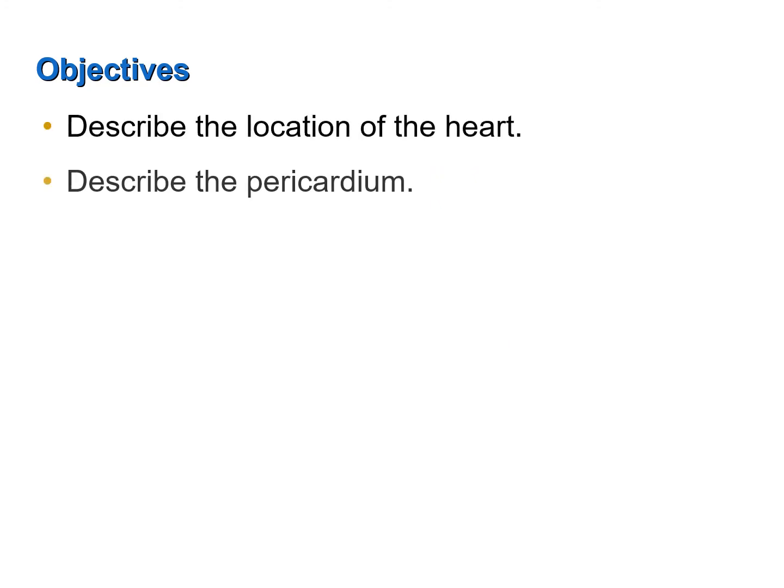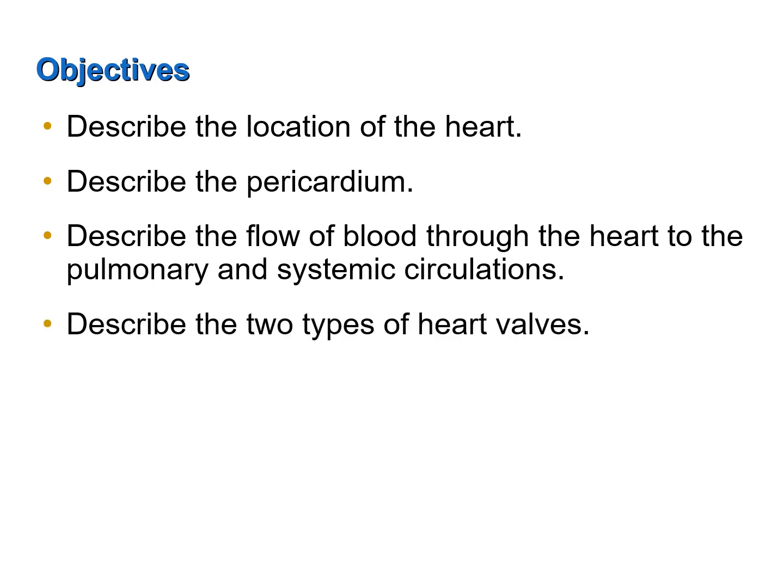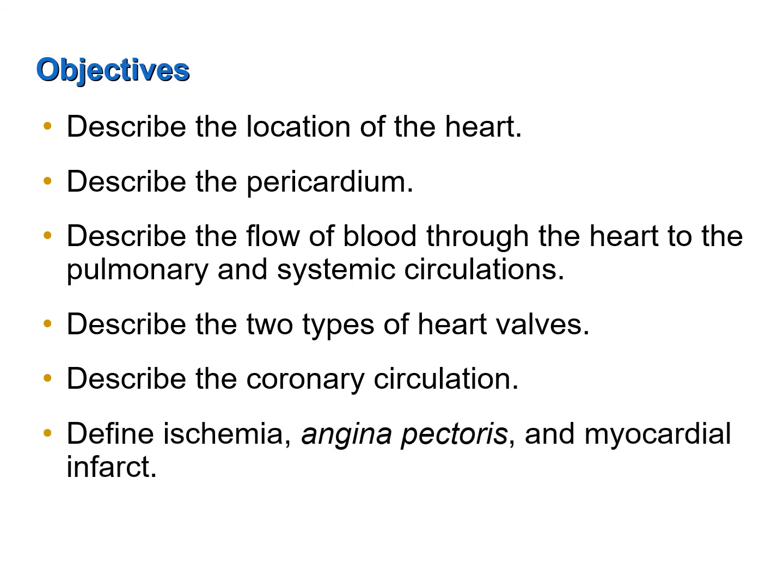Now let's review the objectives of the screencast. Describe the location of the heart, describe the pericardium, describe the flow of blood through the heart to the pulmonary and systemic circulations, describe the two types of heart valves, describe the coronary circulation, and define ischemia, angina pectoris, and myocardial infarct.